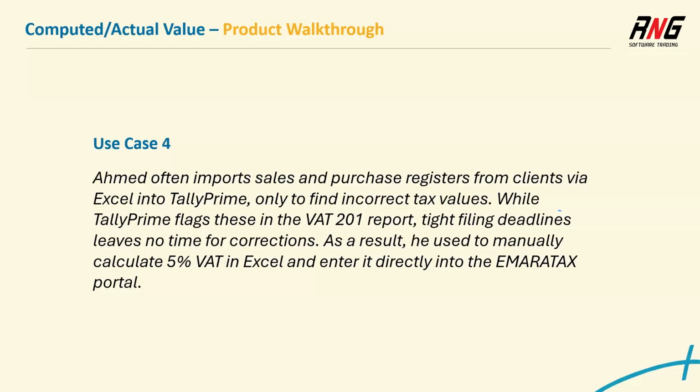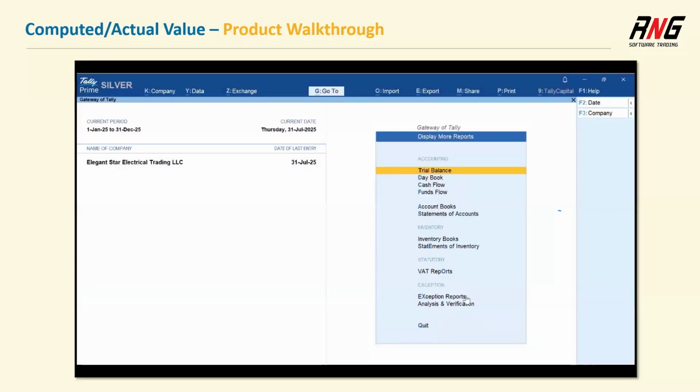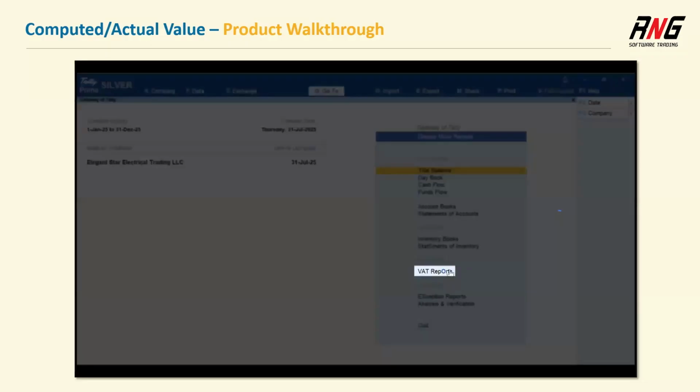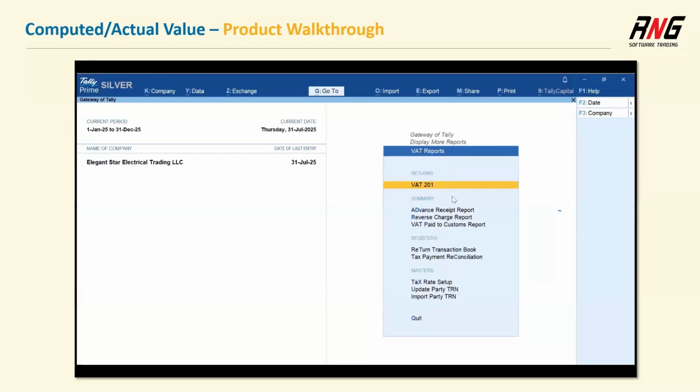Now, another use case where Ahmed often imports sales and purchase registers from clients via Excel into TallyPrime, only to find out that there are multiple incorrect tax values. While TallyPrime flags these in the VAT 201 report, maybe you don't have time, and there are tight deadlines for filing. As a result, we can use manually calculated 5% VAT in Excel and enter it directly into the EmaraTax portal. How is this done? Display More Reports, you can go to the VAT reports, VAT 201.